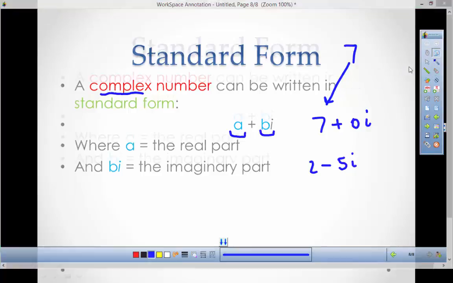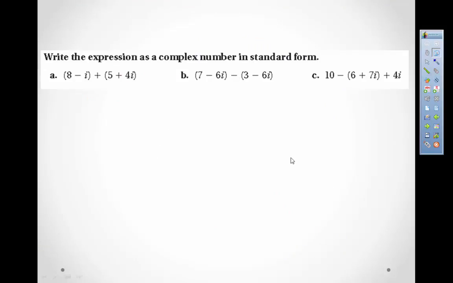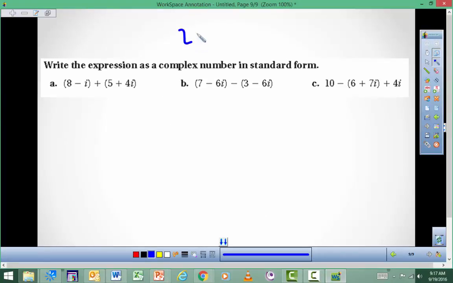Anyhow, what we're going to see next is how to add these things. And the way you add them is you keep the real parts together and you keep the imaginary parts together and you just add them like terms. Like, if I were to ask you for 2x plus 3x, hopefully you guys would all be saying 5x, right? Well, the same thing works here. It's just the real parts and the imaginary parts are separate, and you just add them.